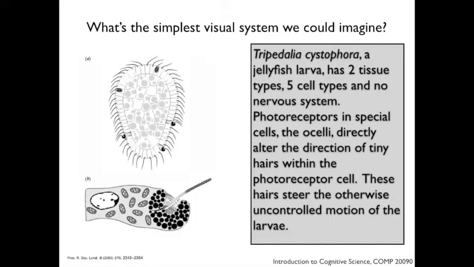Now we know everything there is to know about this visual system. First of all, there's no separation of perception and action. This small little animal with its two cell types is exploiting information that's available in the ambient light in order to move, in order to get its food. So that's the purpose of nature.